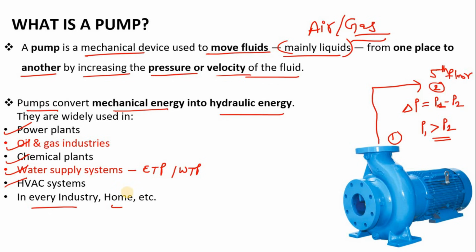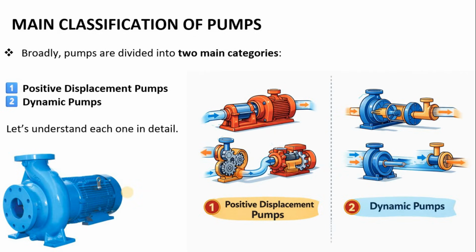Now let's understand the main classification of the pump. Mainly we classify pumps into two categories. The first one is the positive displacement pump and the second one is the dynamic pump. Now let's understand each type in detail.